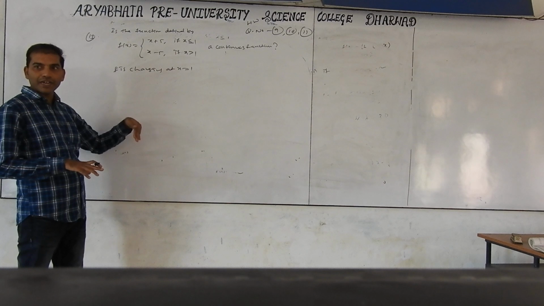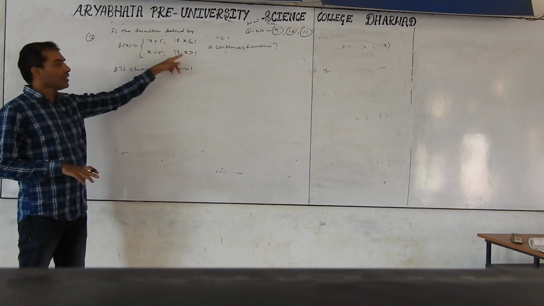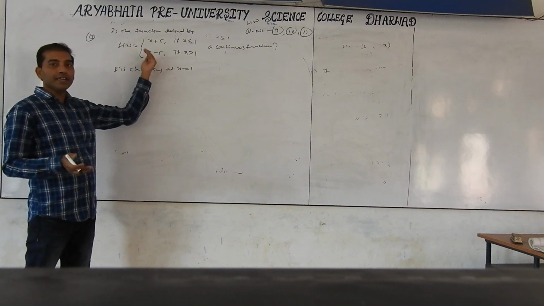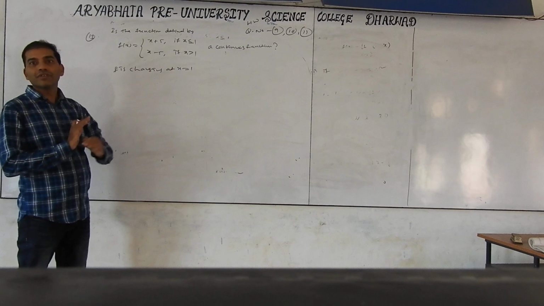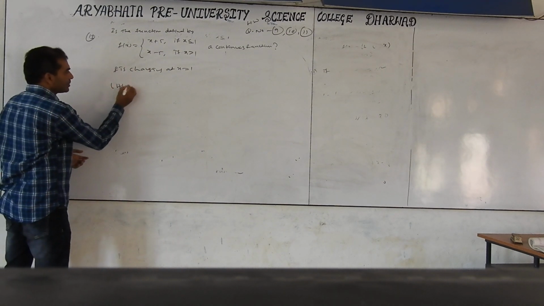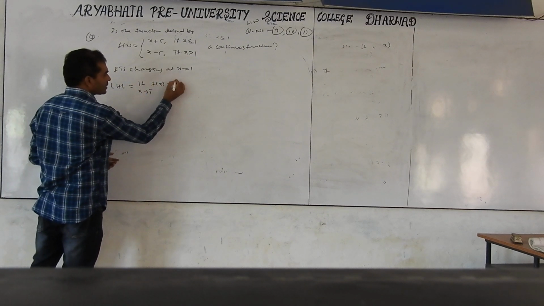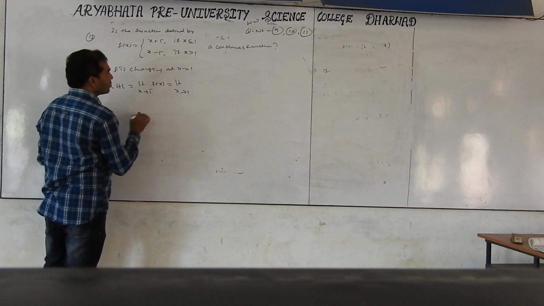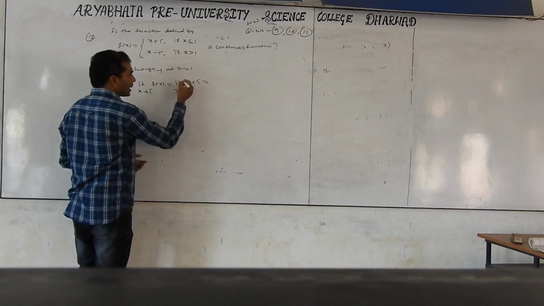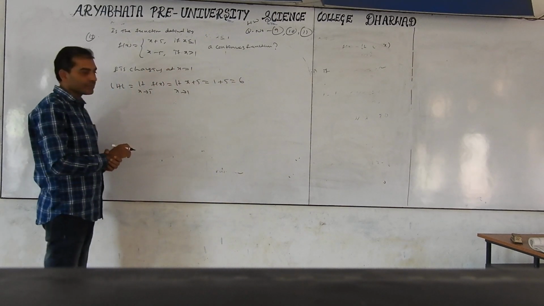We should find left limit and right limit. Okay? Below 1, polynomial. Above 1, polynomial. So continuous below 1 and above 1. But at 1, you have to verify. Now tell me LHL. Limit of x tends to 1 minus f of x. Limit of x tends to below 1, x plus 5. Put x equal 1, 1 plus 5 equal to 6.